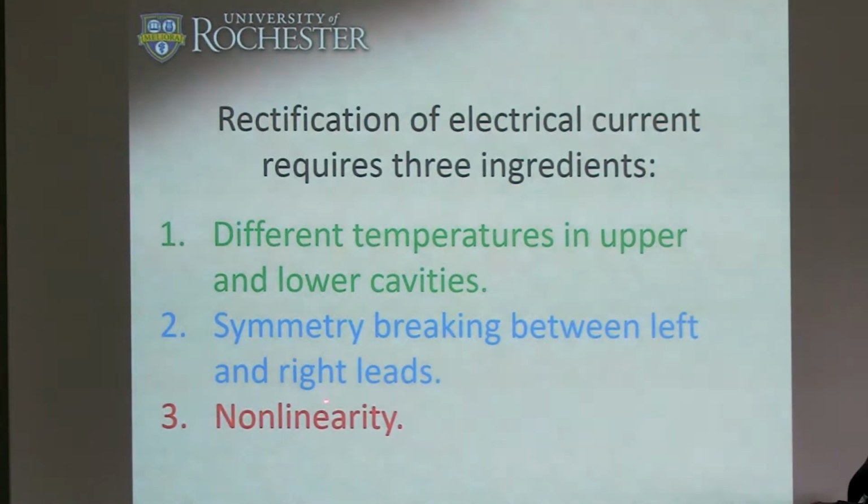And then finally, even if I have these two, but I only have a linear system, that's not going to work either. So I have to have some source of nonlinearity as well, together with these other ingredients, and only all three together, working in concert, will be able to make rectification happen. So I'm going to illustrate each of these principles in the geometry I just mentioned.